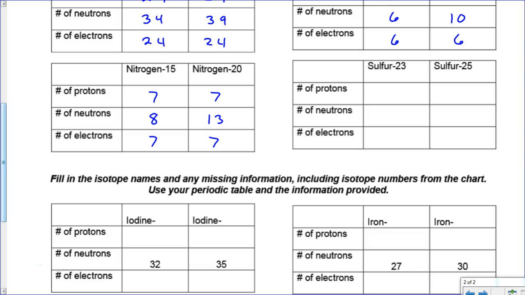Sulfur, atomic number 16, so 16 for the protons, 16 for the electrons. To figure out the number of neutrons then, 7 on this first one, so that 7 plus 16 adds up to be 23. And then this next one has 9 because 9 and 16 adds to be 25.